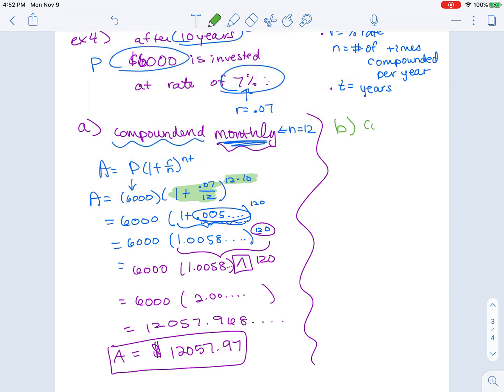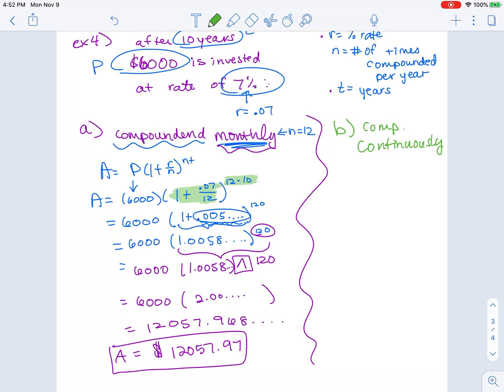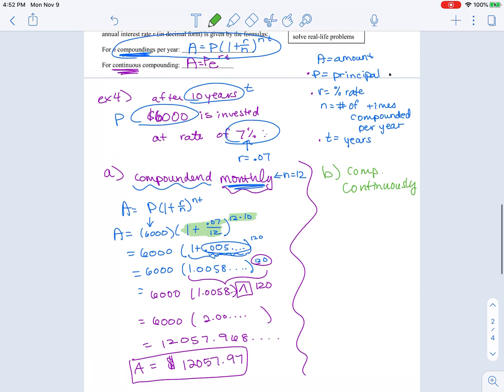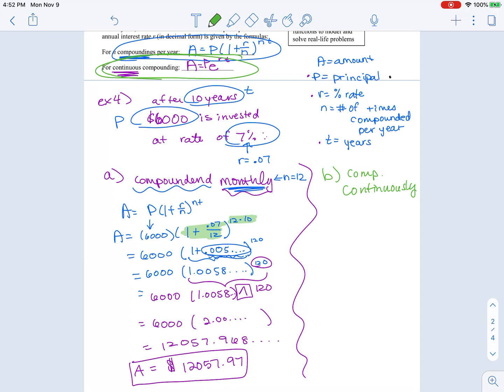But what happens if we compare it to compounding it continuously? Which one do you think would be a better investment? So let's just see. Same amount of time, same amount of money. We're going to use our compounded continuously formula, P e to the rt. So we're looking for the amount. P is still 6,000. e is the natural number, it's set. r is the rate, which is 0.07. And t is still the same amount of time, 10 years.